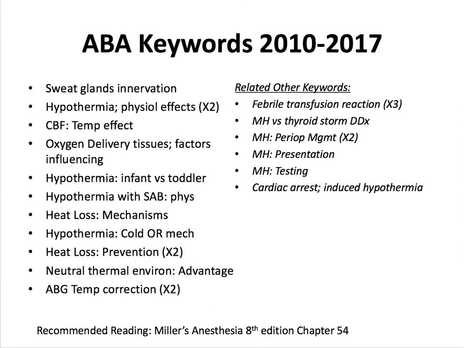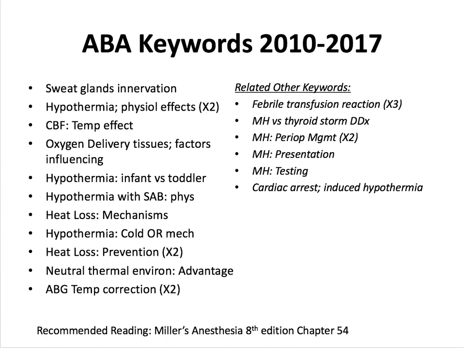Physiologic effects of hypothermia, we talked about the heart, the brain, and the cardiovascular, as well as the coagulation systems being affected. Temperature effect on cerebral blood flow, hypothermia is going to reduce it. Hyperthermia may increase it. Oxygen delivery issues, factors influencing. Hypothermia reduces oxygen use by the tissues, and hyperthermia increases oxygen use by the tissues.